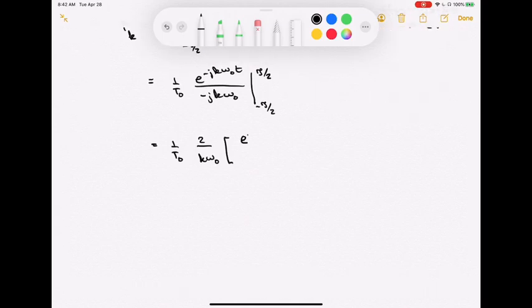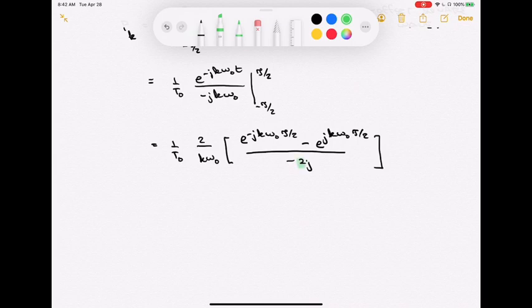I'm going to have an e to the minus jk omega naught tau by 2 minus e to the jk omega naught tau by 2. And I'm going to divide this whole thing by minus 2j. So I got that 2 in the denominator, right? I got this 2 in the denominator because I just put a 2 in the numerator in there. Otherwise, everything just comes out.